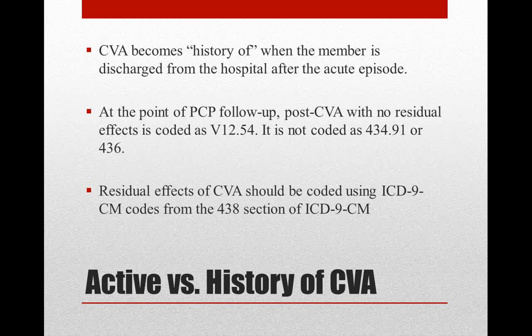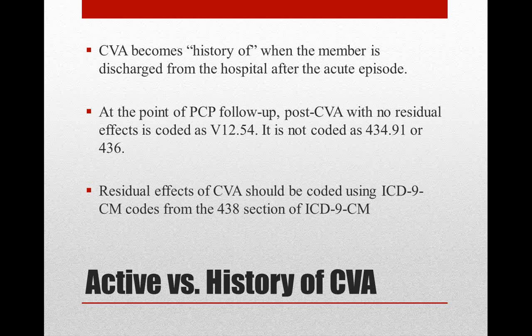A lot of chart reviews show that providers use the wrong CPT code, ICD-9 code for patients that have had a CVA. CVA becomes history of when a member is discharged from the hospital after an acute episode. So at the point that we see them, if they don't have residual effects, we've got to use V12.54. We don't code it 434.91 or 436. So if you have those codes on your patient's chart, you probably need to change them. Now, the ones that risk adjust are the V12.54, but the residual effects of CVA are the ones that really risk adjust for us.